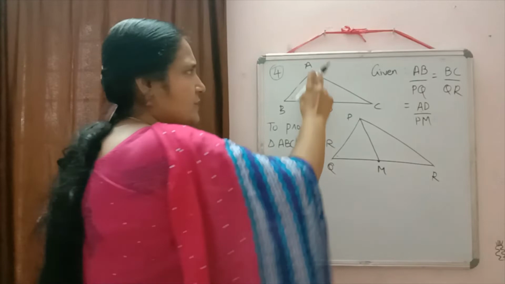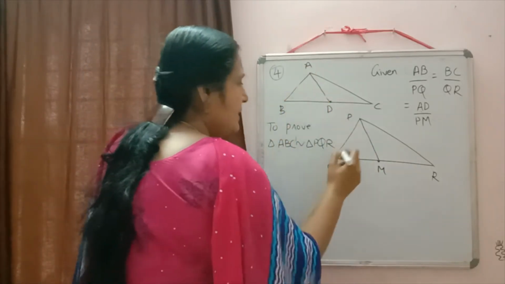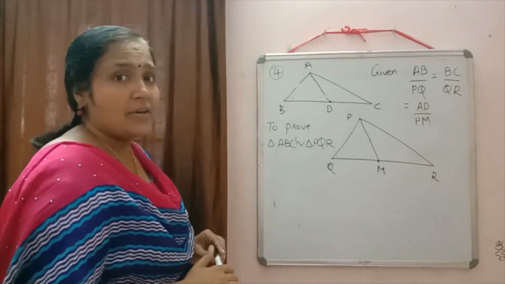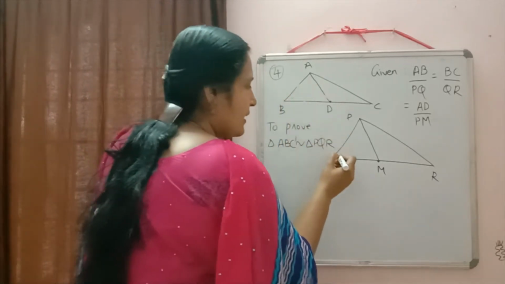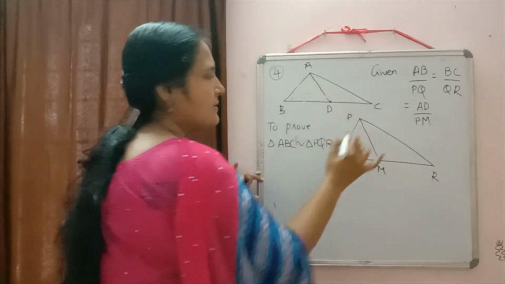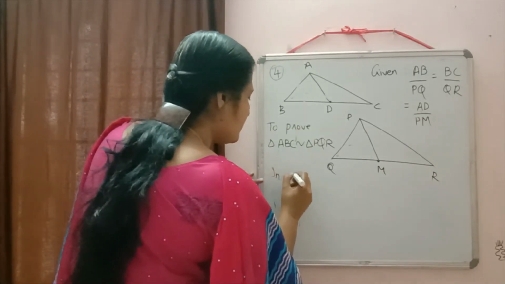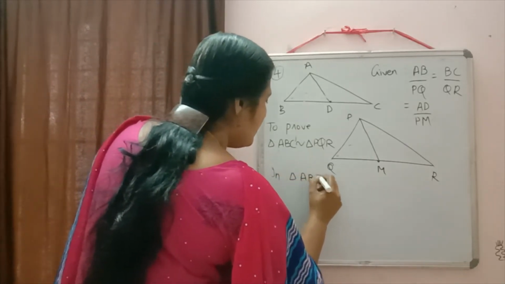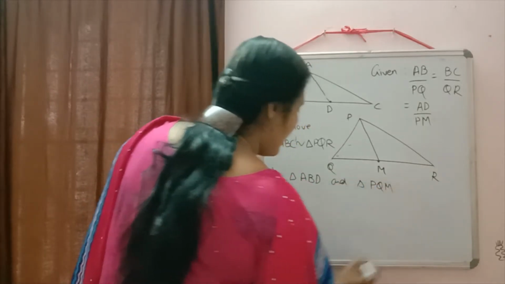So to prove these two triangles are similar, what do we have to prove? Angle B is equal to angle Q. We need to prove angle B equal to angle Q. So for that, what will we prove? These two triangles are similar. So now we can check how we can prove this. Just write down there: in triangle ABD and triangle PQM.